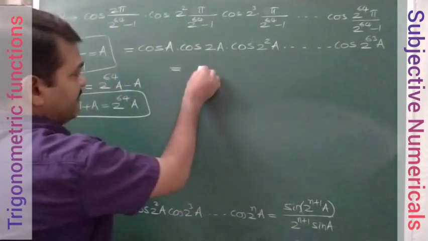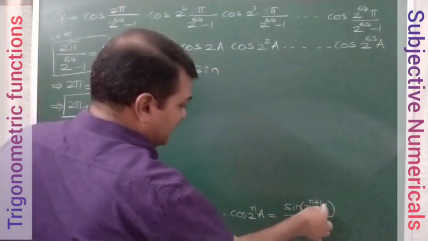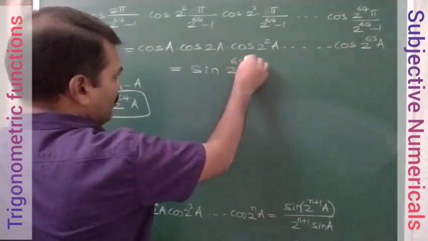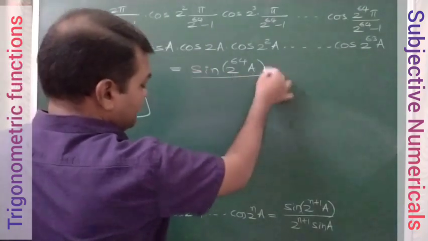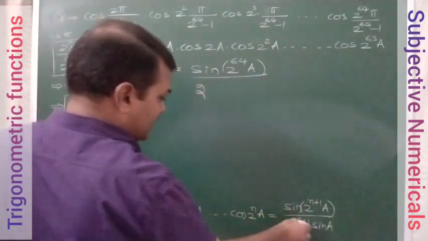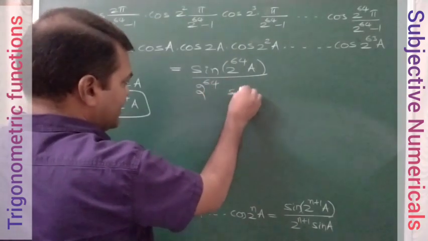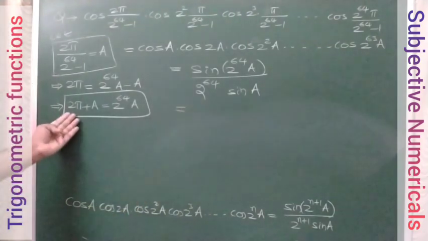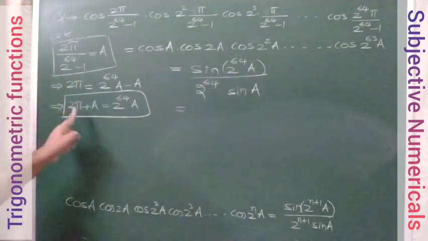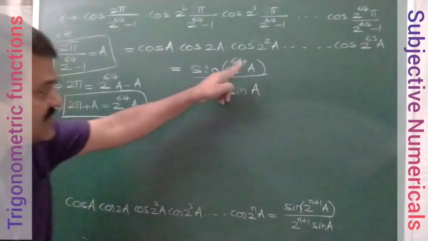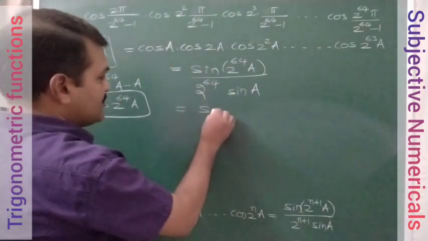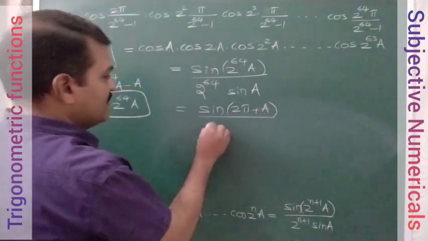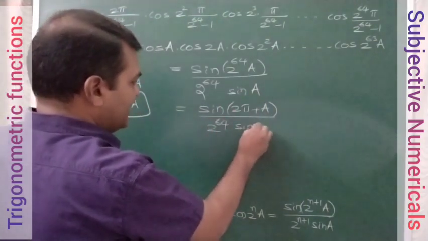So applying the formula, we will get sine of 2 power n plus 1 into A by 2 power n into sine A. What is n? 63. So 2 power n plus 1 means 2 power 64 into A, by 2 power 63 into sine A. Now use this condition. 2 power 64A is 2 pi plus A. So we will get sine of 2 pi plus A by 2 power 64 into sine A.